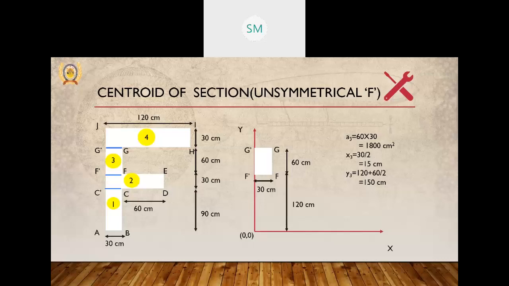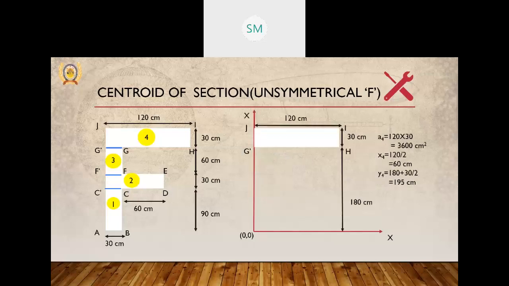Now come to the third rectangle, that is 60 by 30. The area we can multiply, 1800 centimeter square, and x3 will be 30 by 2, and y3 again we are measuring from the x-axis, that is 120 plus 60 by 2, comes out 150 centimeter.